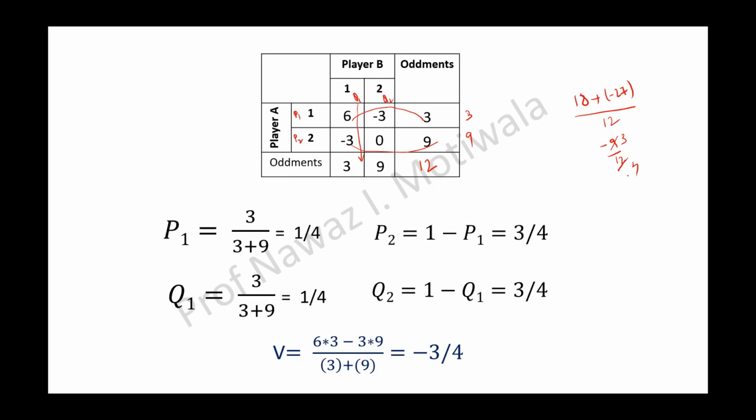So if it is a 1 by 1 game, we will say that a saddle point exists and it is a pure strategy problem. And if it is a 2 by 2 game, we have to go by either the oddman method or the formula method to find out what the probabilities are.